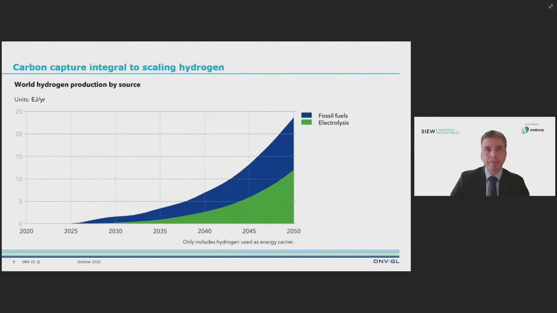Next slide, please. But as well as hydrogen, CCS is also essential to this. Whilst green hydrogen is commonly regarded as the ultimate destination for hydrogen, we expect that blue hydrogen will still account for 85% of hydrogen as an energy carrier by the 2030s and half by 2050. So blue hydrogen will actually be the driver behind the scaling of the hydrogen economy, and green hydrogen will be the eventual destination.